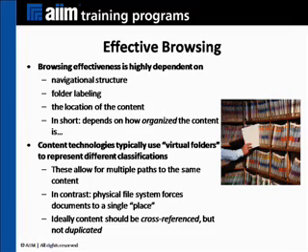The same is true when we're browsing through our desktop on a computer. The location of the content is something that greatly influences how easily we can find it. In short, it really depends on how well the content is organized. Content technologies typically use virtual folders to represent different classifications, allowing for multiple paths to the same content, similar in practice to that of the physical world.